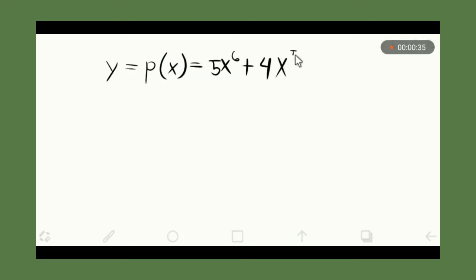So let's have an example to start us off. Consider the polynomial function given by y equals p of x equals 5x to the power of 6 plus 4x to the power of 5 minus 5x squared minus 80. Let us try to get the general formula for the nth derivative of p. So here's the solution.